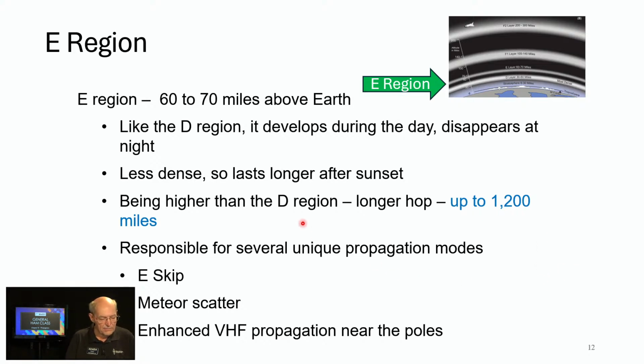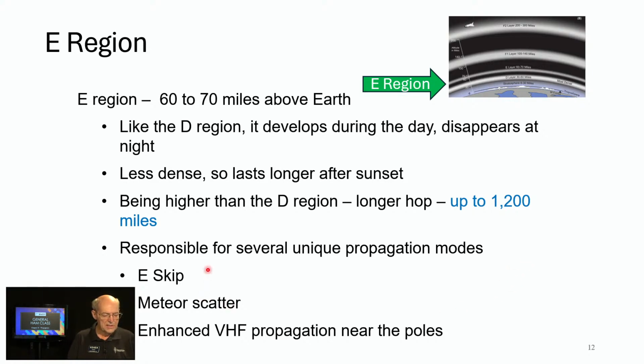The E region can hop up to about 1,200 miles from your transmitter up to the ionosphere, being the E region in this case, and then back down to Earth, 1,200 miles away. There's some really unique propagation modes within the E layer. We'll only touch on a couple of these tonight.